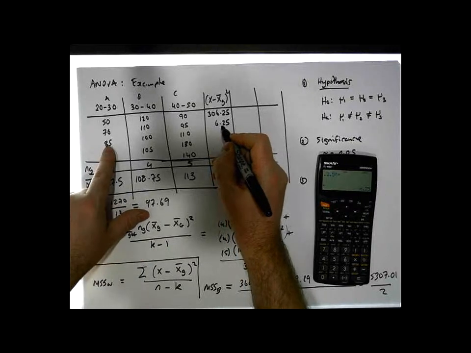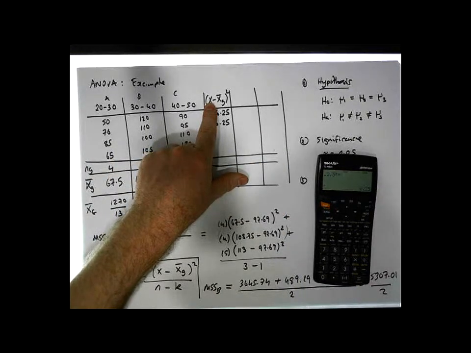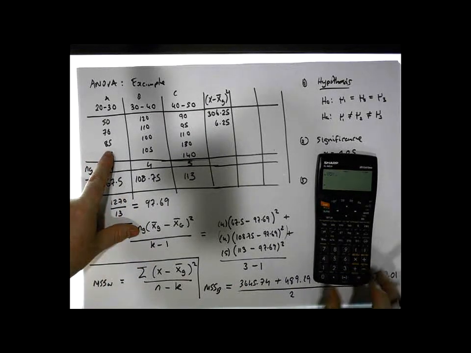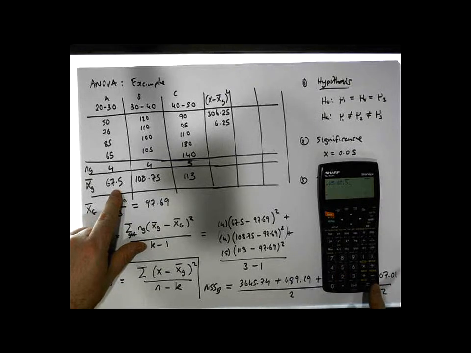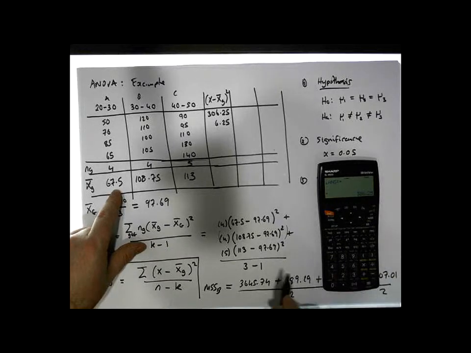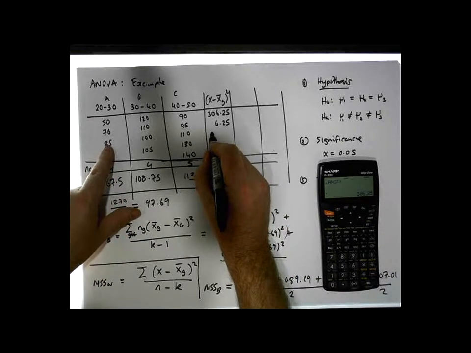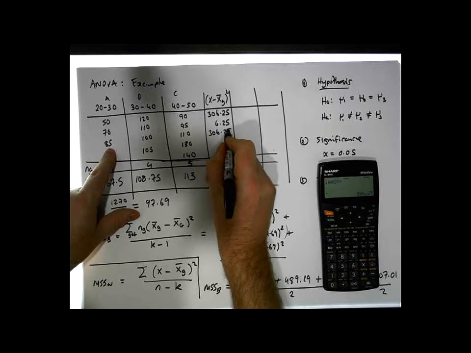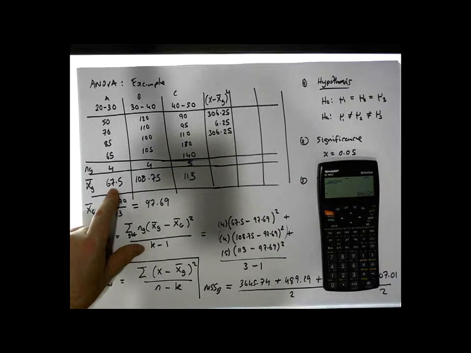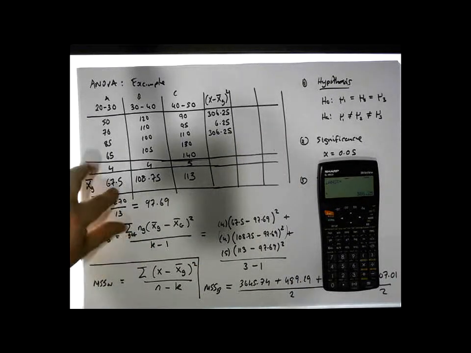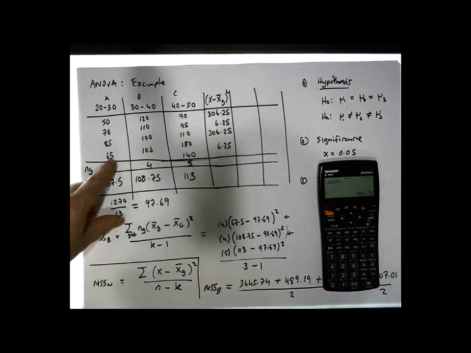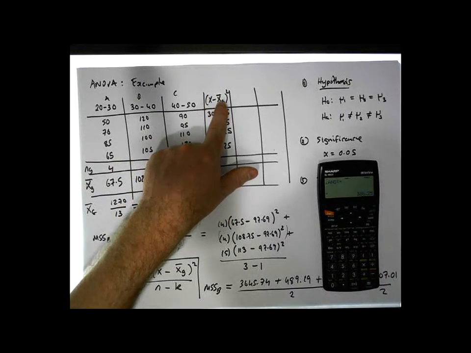6.25. Then we have 85, and the group mean is 67.5. So 85 minus 67.5 gives us 17.5, which needs to be squared, which gives us 306.25. And then we have 65 minus 67.5, which gives us minus 2.5, and minus 2.5 squared is going to be 6.25. So we've got those squared distances for group 1.